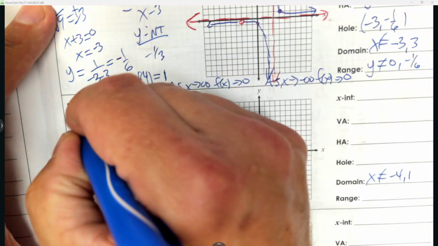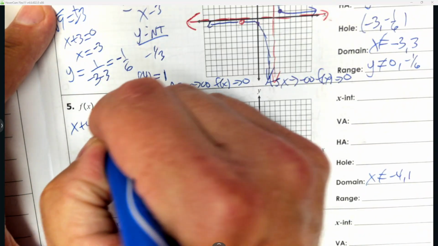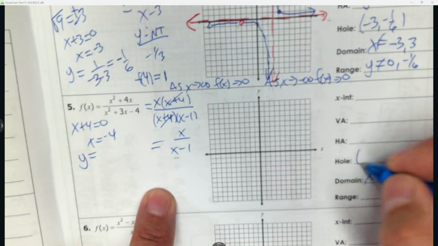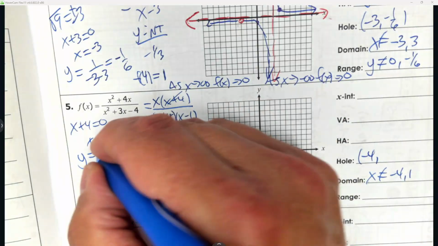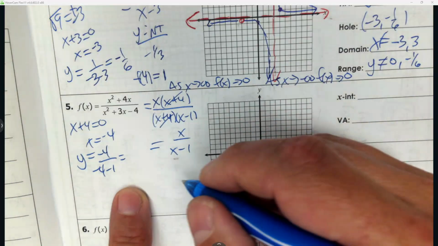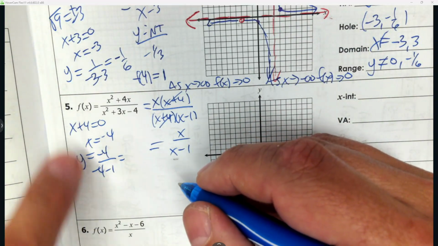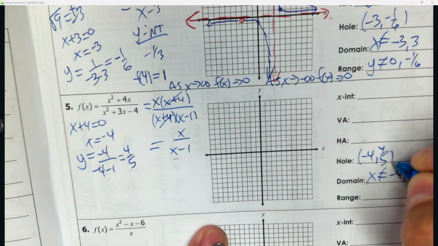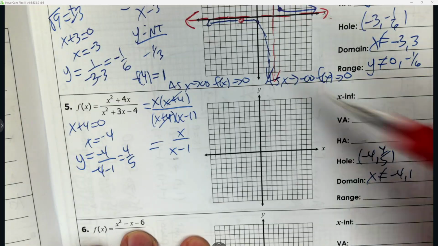So what crossed out, you make equal to 0 and solve. To find the y-coordinate of the hole, you take that answer, negative 4, and plug it in. So it's negative 4 over negative 4, take away 1. That gives me a positive answer. So a negative divided by a negative gives me positive 4 over 5. So we can put that on our graph.